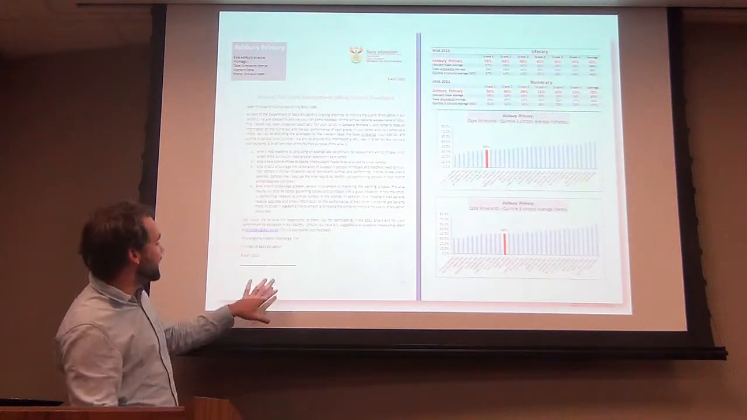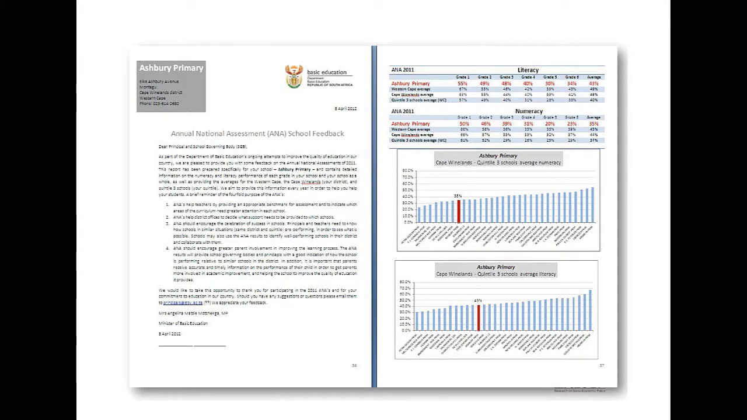So I pretended I was the minister and wrote up a little report here to the parents and to principals and school governing bodies. You can see that it's showing this particular child, his name is Peter Jacobs. I'm trying to think of the fake name. I know the real name as well. Peter Jacobs is this child, and he's in Ashbury Primary. Ashbury Primary is the real name. It's in Montague in the Western Cape.